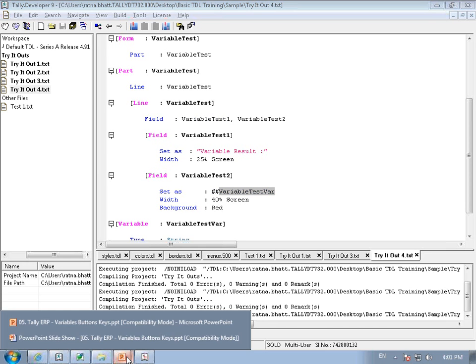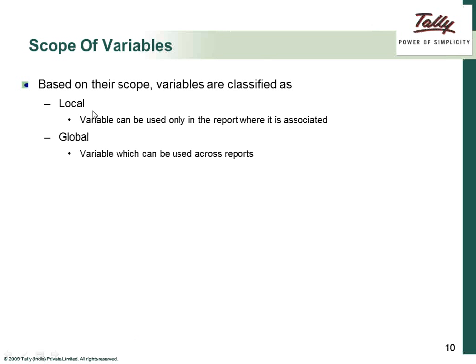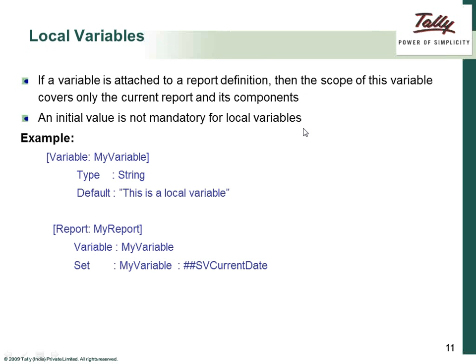So there is a scope that we have, a local scope, and a global scope. So variable that can be used only in the report where it is associated is what we just did. So only if I declare at my report level that I have a variable, then within this report definition in the entire hierarchy, I can use this variable at any given point of time.